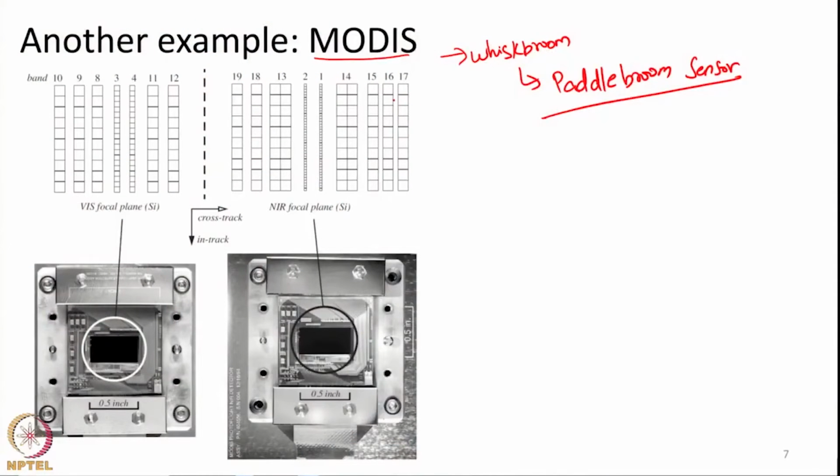So MODIS also has many detectors per band. We can see bands 1 and 2 with 250 meter resolution have a lot of detectors, then bands 3, 4 collect data at 500 meter resolution, other bands collect data at 1000 meter resolution and so on. This is the entire detector array chip, it collects data in 36 different bands. So this is along track, this is across track. Each detector element per band is aligned in the along track direction and each band is oriented in the across track direction for MODIS.